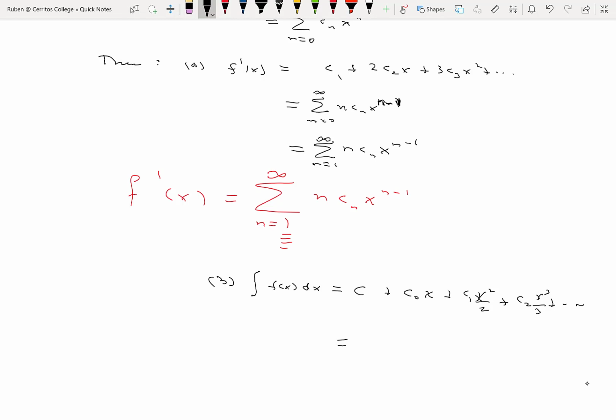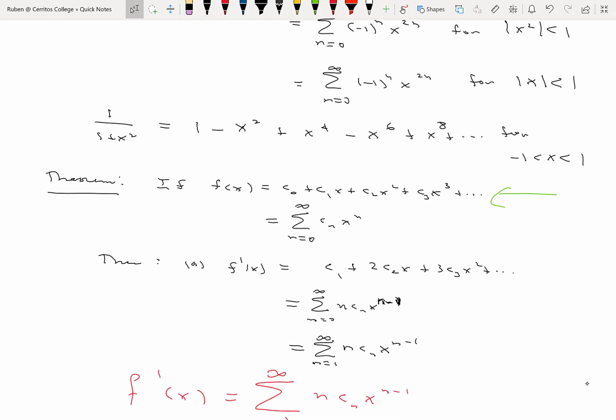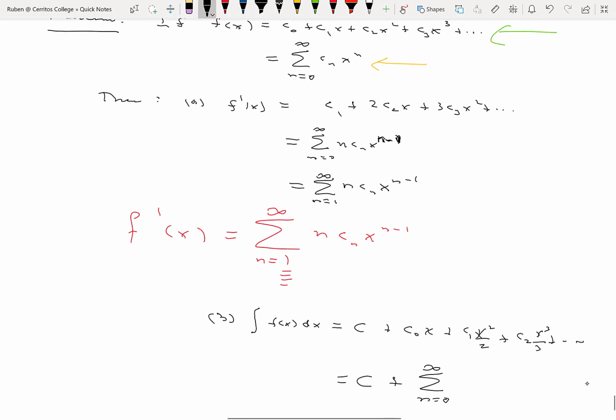So I add a constant of integration plus the sum using sigma notation. n goes from 0 to infinity. We don't make any adjustment to the index when we integrate. The integral of the original function, look at it with the yellow arrow with sigma notation. The sum c sub n, x to the n. Integrate x to the n, you get x to the n plus 1 over n plus 1. So the integral is going to be the sum, n goes from 0 to infinity, c sub n, x to the n plus 1 over n plus 1.